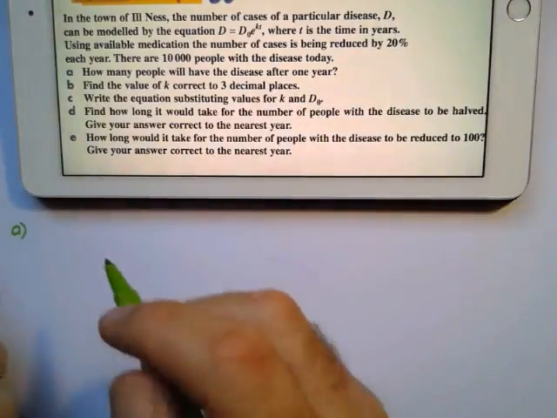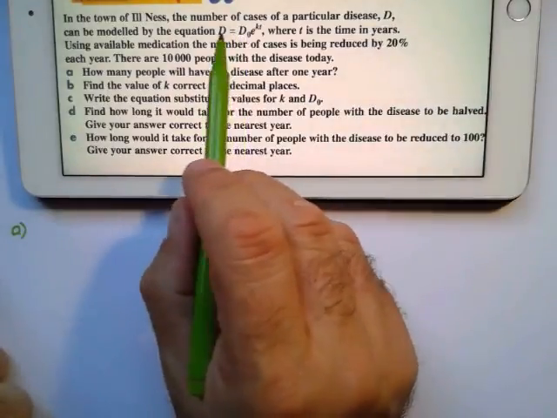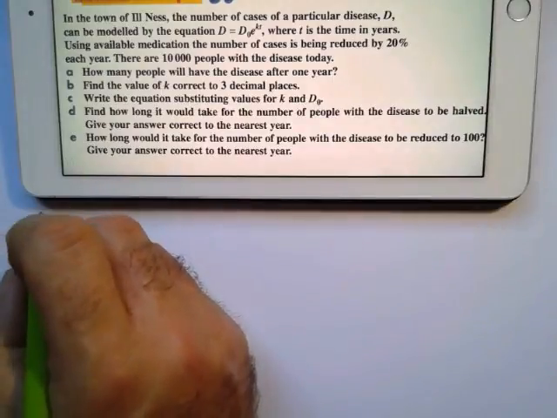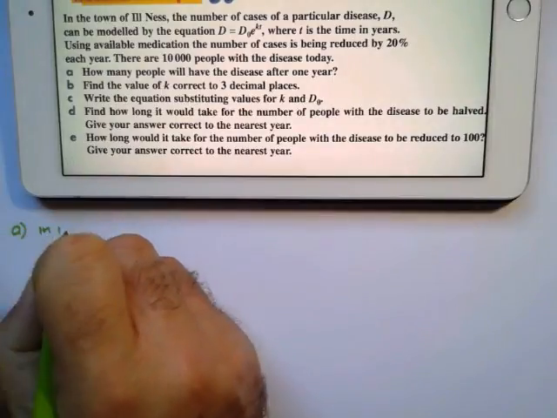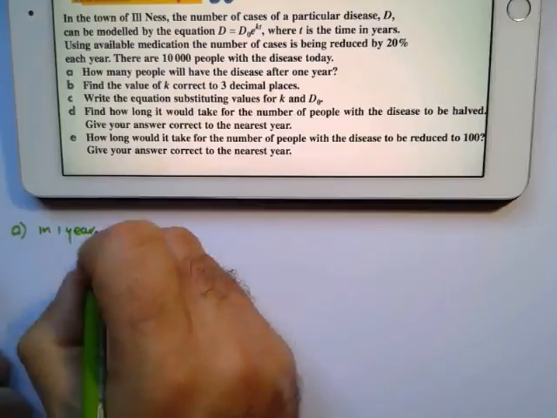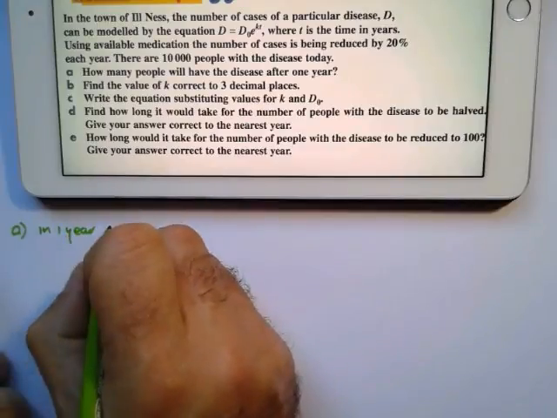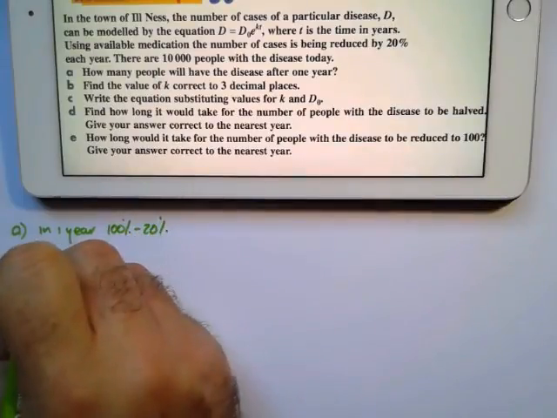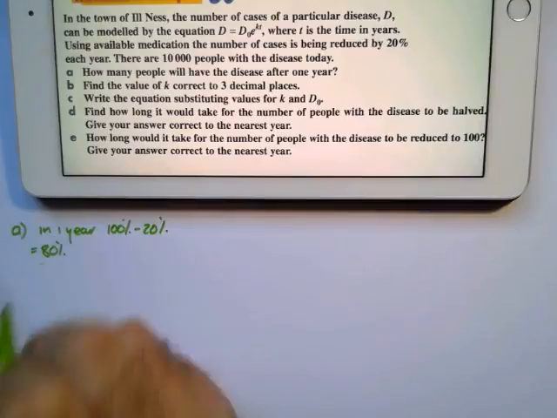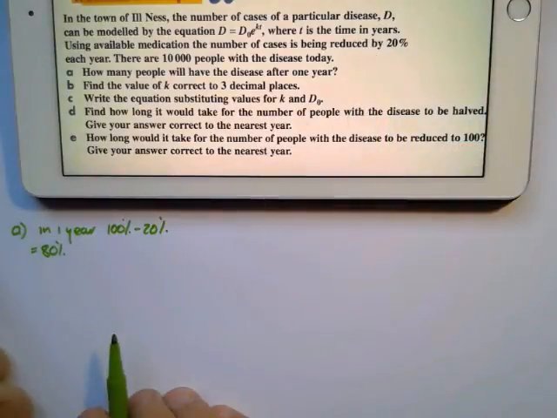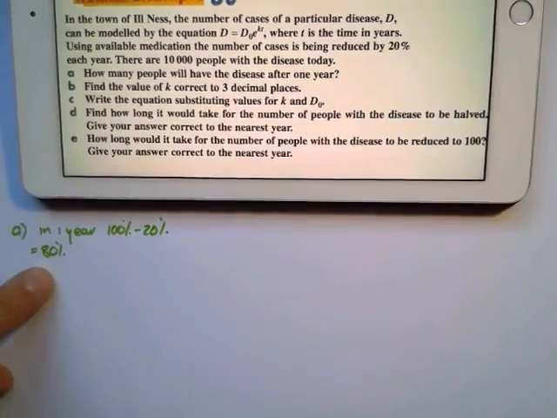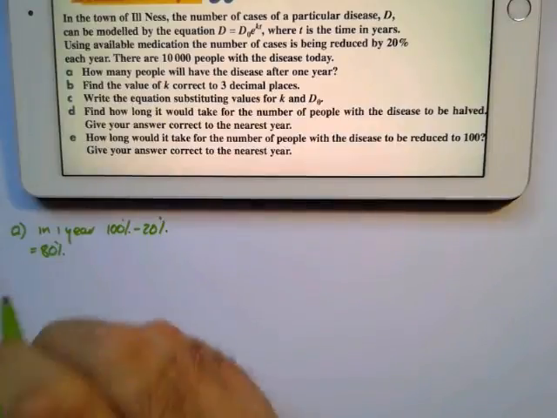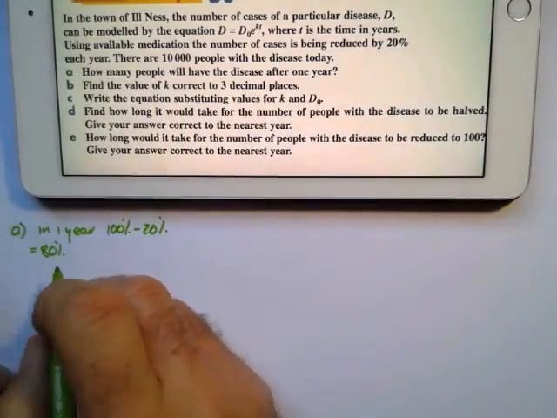Now, we can't use the formula yet because there are too many unknowns. So what do we know? Well, we know that in 1 year there will be 100% take away 20%, so there will be 80% of the population, because 20% of them will be healed. Let's zoom in again. 80% will be there.